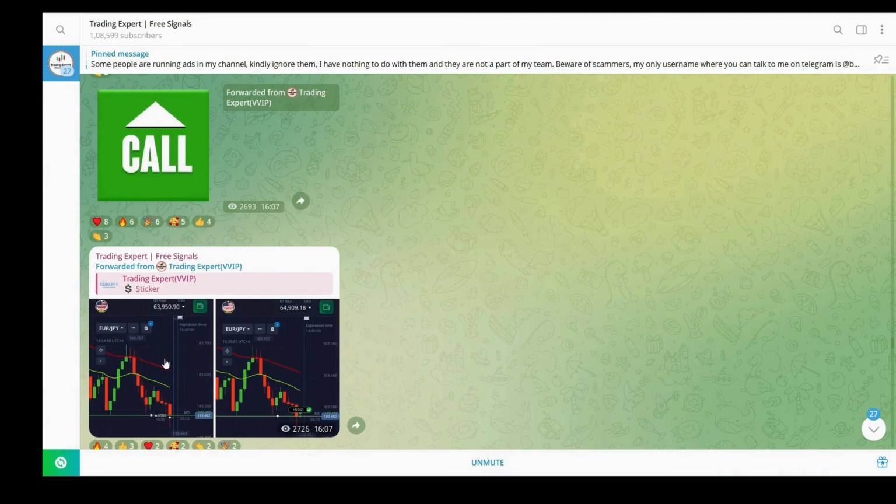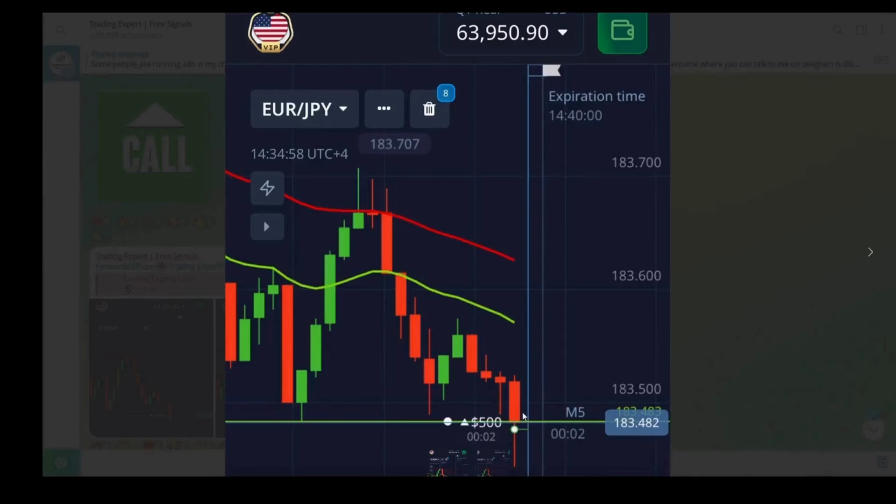Now, let's move on to the next trade, which was on EUR/JPY for the call side move. When we provided the signal, we got the entry near a strong support level. As you can see, the candle closed above the support level and we won this trade as well.